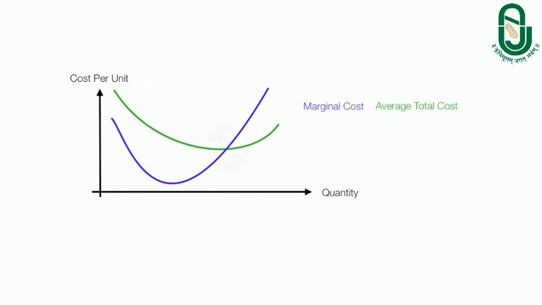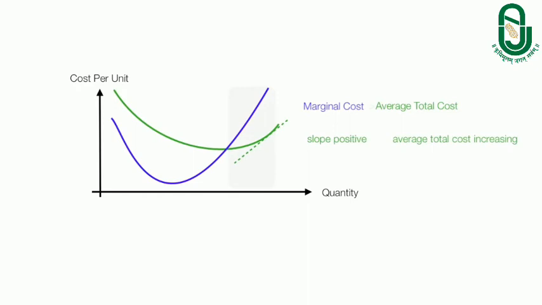At the point where marginal cost is equal to average total cost, the slope is 0, just a flat line like that, and average total cost is constant. Now in this last gray area, marginal cost is greater than average total cost. The blue line is above the green line. The slope is positive, and average total cost is increasing.